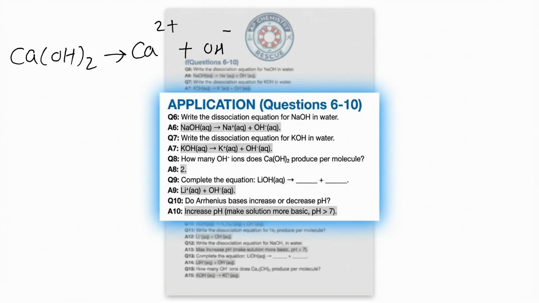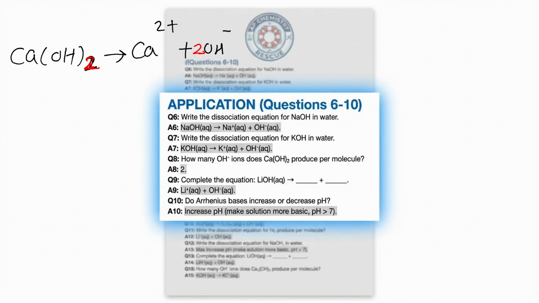That subscript outside the parentheses means what? It means there are 2 OH groups. So one formula unit of calcium hydroxide that dissolves produces 2 OH minus. Let me write this in red so it will be clear. The 2 here must produce 2 here. That's important. Some bases produce more than 1 OH minus per molecule.